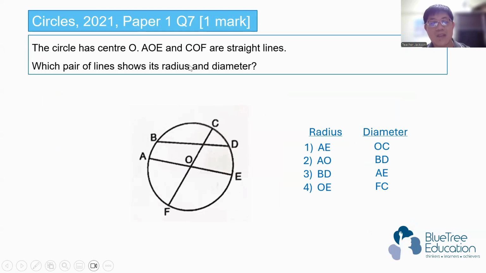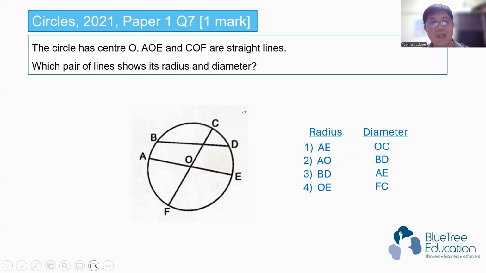All right, then you have AOE and COF. So AOE is here. This is AOE. And then you have COF. These are straight lines, right? So they ask you which pair of lines show its radius and diameter. So they give you a few choices. This is a multiple choice. So they say radius is A and E, then diameter OC, and so on and so forth. You can read this yourself.